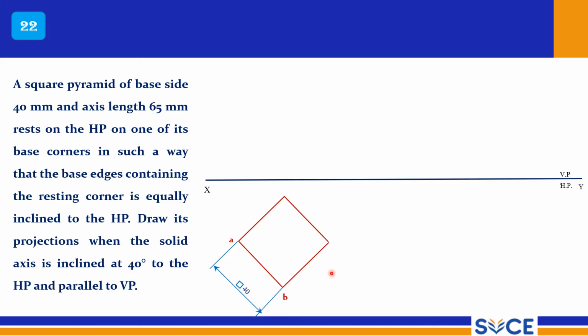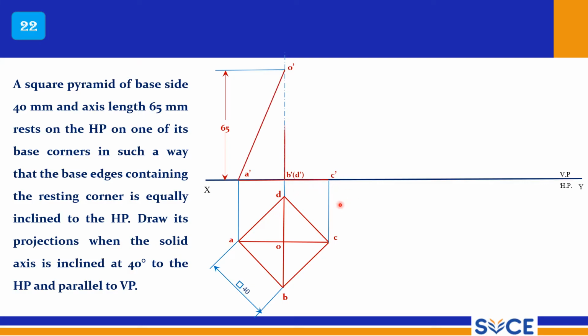So this is 40 mm. Now this is the pyramid, A, B dash, D dash, and C dash. Now complete the pyramid. Now draw this in such a way that the axis is making 40 degrees to HP. So you can use the trigonometry concept also. You can draw C A dash to C dash first, and then you can complete this view.